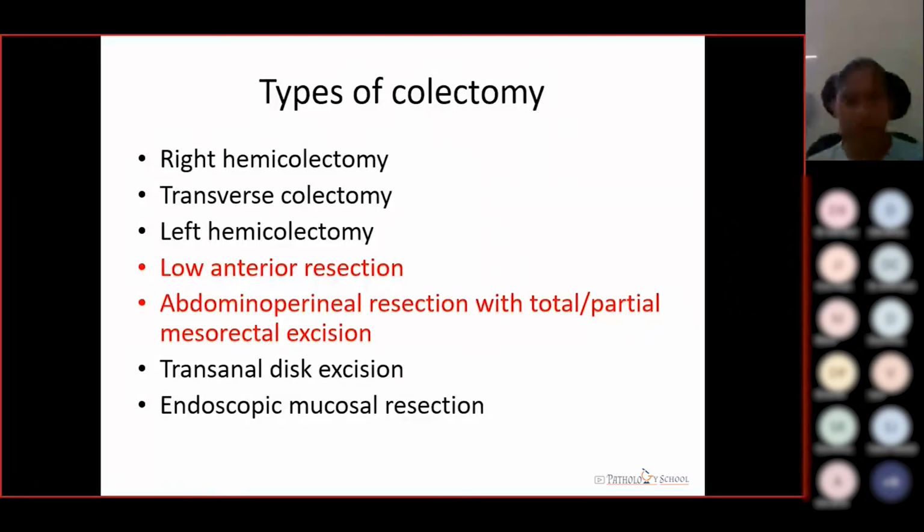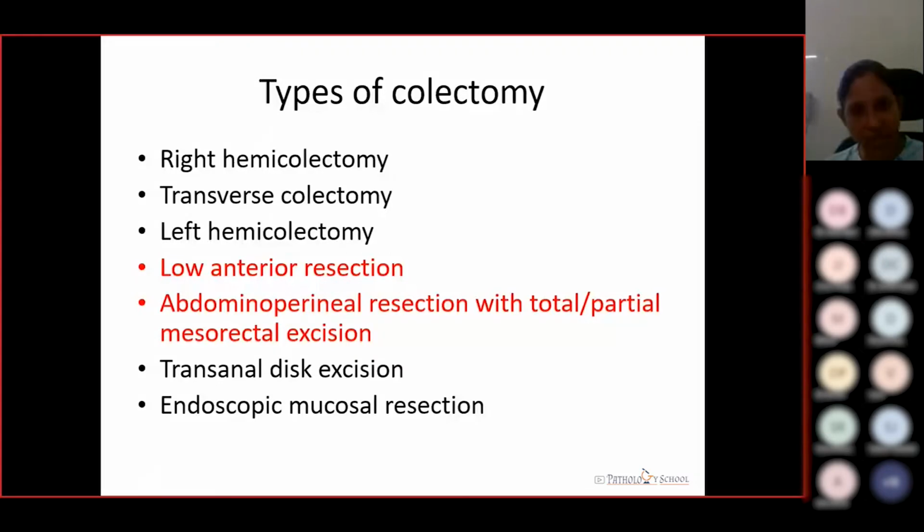But the most complicated ones are the low anterior resection or the abdominoperineal resection, and nowadays with total mesorectal excision. Nowadays there is no concept for partial mesorectal excision. So APR, LAR specimens are generally a treatment for rectal carcinomas. For carcinomas in the upper one-third or two-thirds, they generally prefer a low anterior resection.